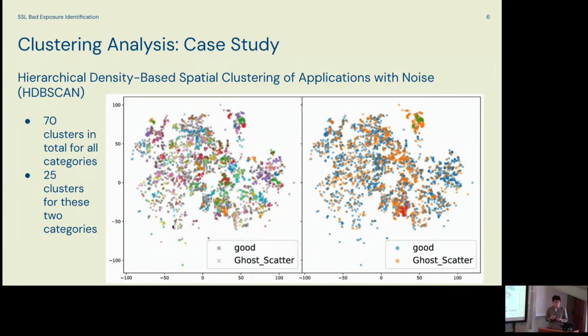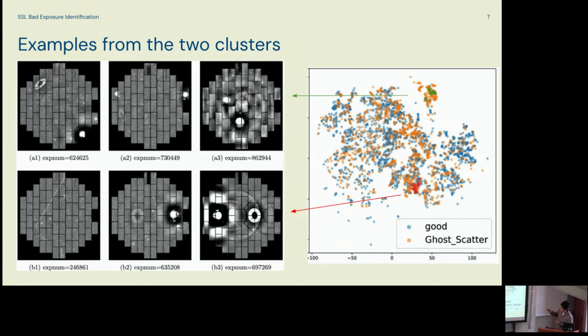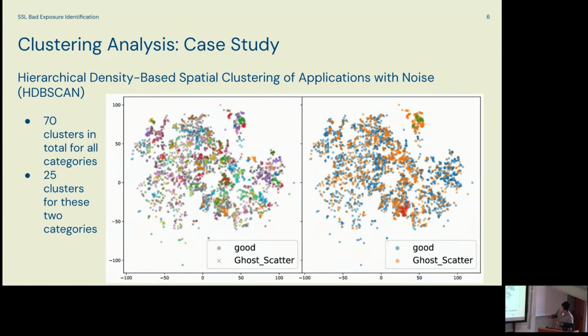For the clustering analysis, what we do is use HDBSCAN, which stands for Hierarchical Density-Based Spatial Clustering of Applications with Noise. We find about 70 clusters for the whole image data set, and here I only show 25 of them for those two cases. Specifically, we can see some of the clusters are very separate from the main clusters. So we pick 3 clusters from here and 3 clusters from here to really understand what their differences are, why some of them are very separated, and why some of them are not.